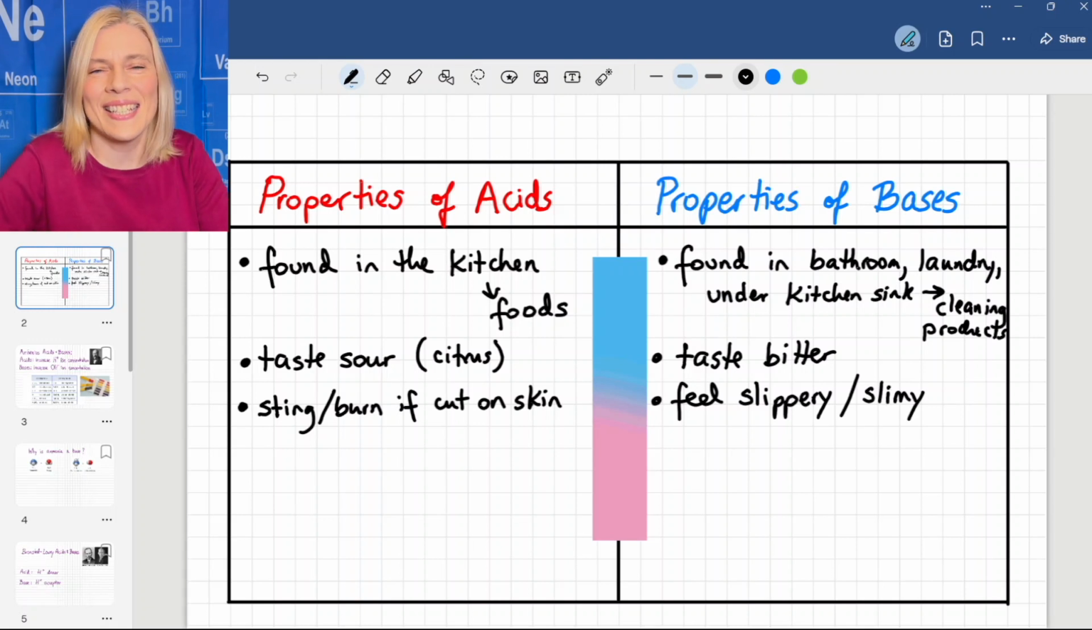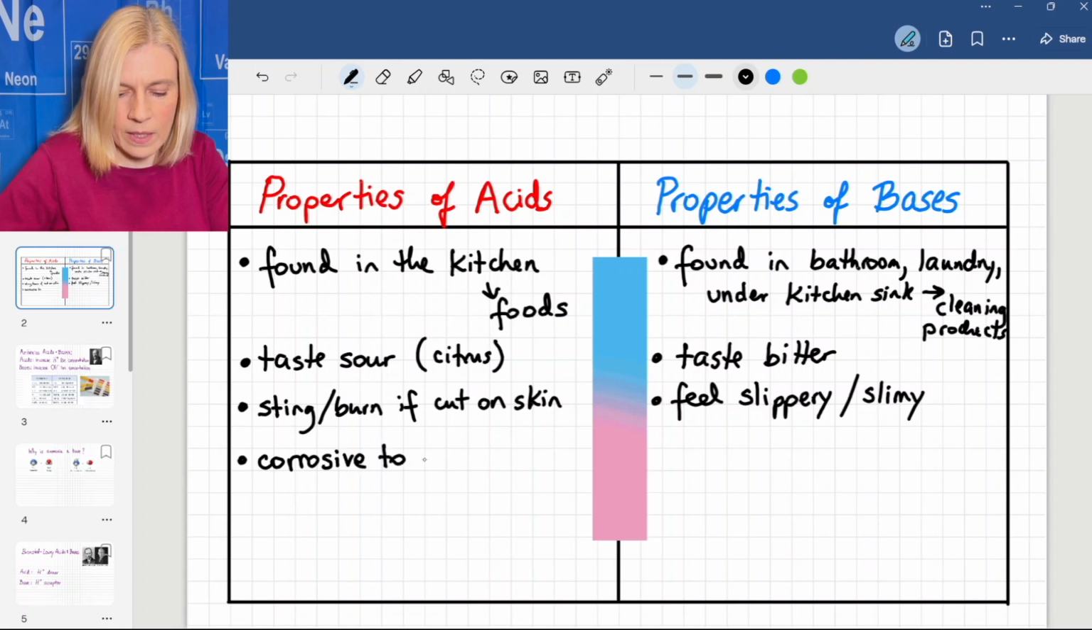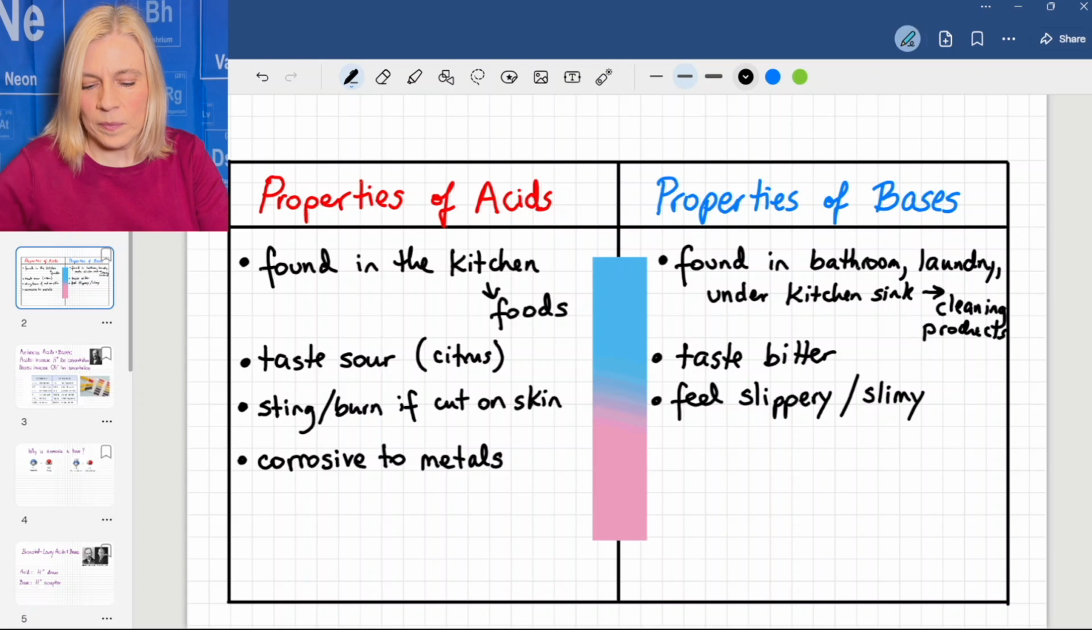Soap is a base. While acids are corrosive to metals. Do you remember our single replacement reactions and activity series? Where we can put magnesium ribbon and hydrochloric acid, what happens? Magnesium ribbon disappears, right? So acids are very, very corrosive to metals.